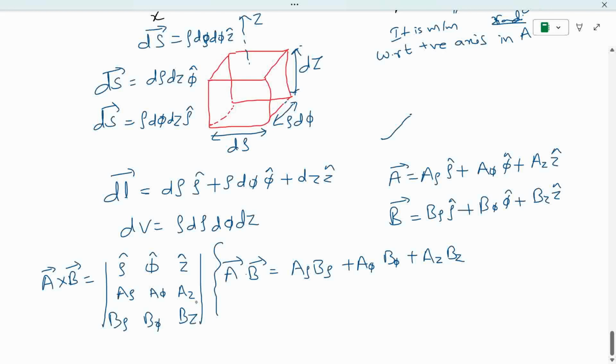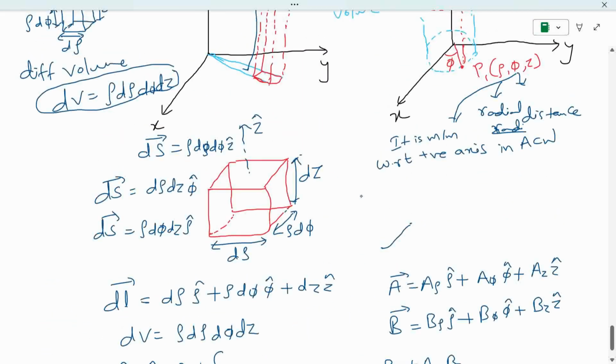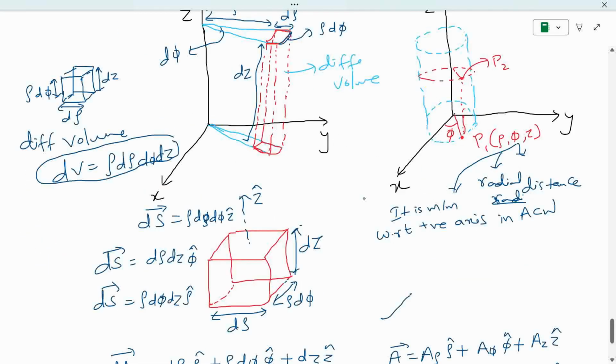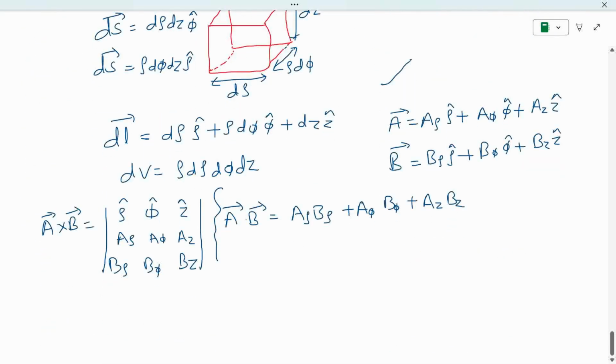This is how we use cylindrical coordinates, and I will also explain more how it is employed in other mathematical calculations like divergence and so on. Curl, divergence, we will understand more about how to use the cylindrical coordinates and how the mathematics will come into play.